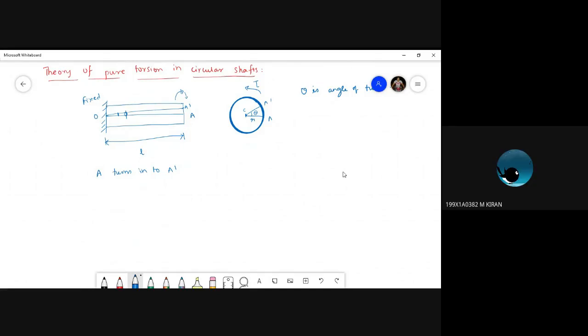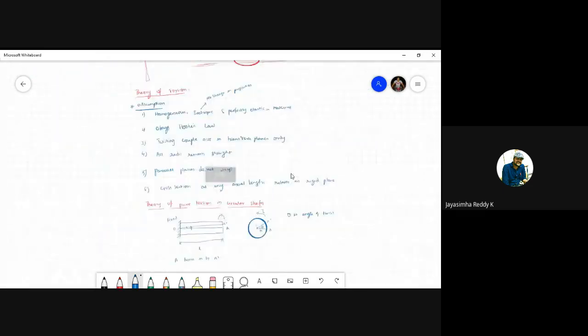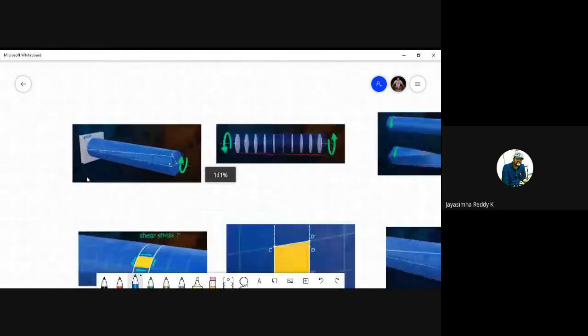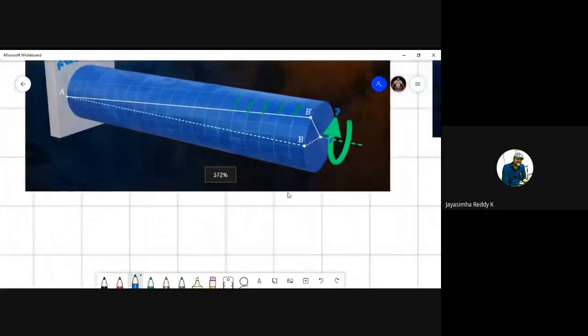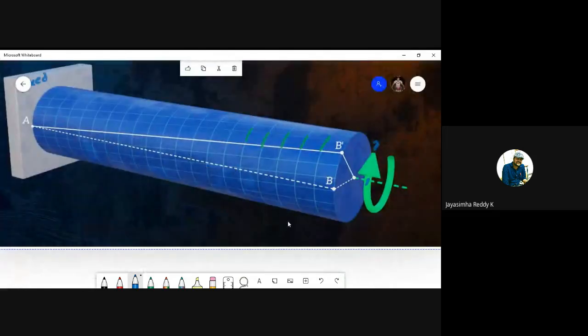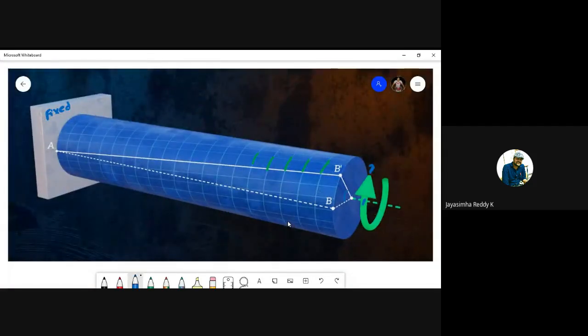Student: Theta and phi are the same, sir? No. See here. Let us go back to the figure again. Is it okay, students? Did you see the figure? What I mean to say is, after twisting, this will be theta, and this is phi. Theta and phi will not be the same.